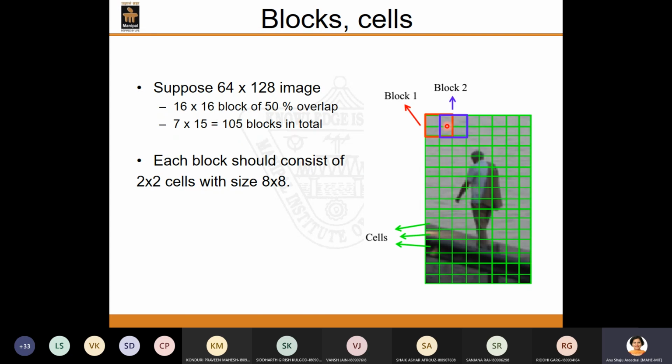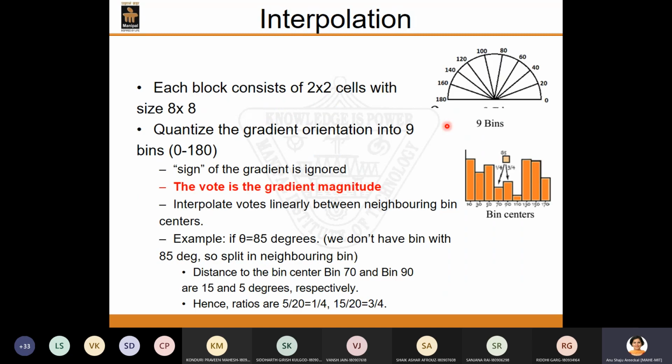Both pieces of information are obtained by calculating the gradient, right? So what we do is, after finding the gradient, we look at the orientation, and we divide that, or quantize that, into 9 bins. Now, that is one difference from how an actual histogram is calculated.